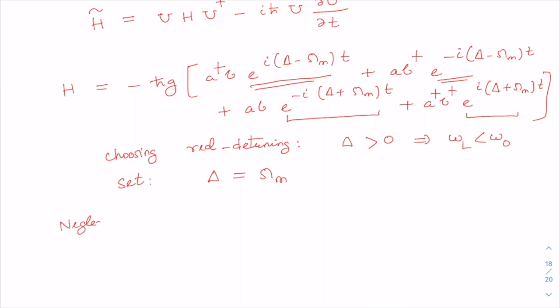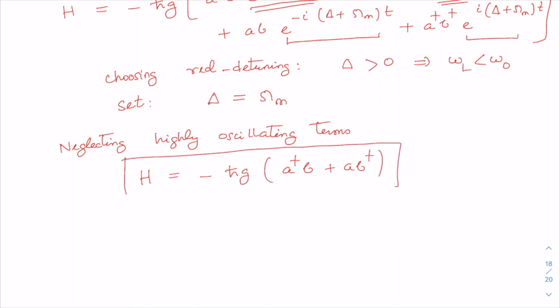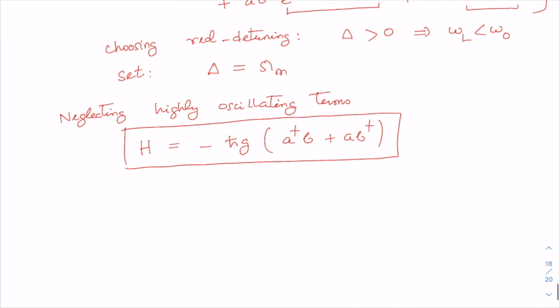So, neglecting highly oscillating terms, I get the Hamiltonian in this form. That would be −ħz (a†b + a b†). And this is an important Hamiltonian, and this Hamiltonian describes the quantum beam splitter.